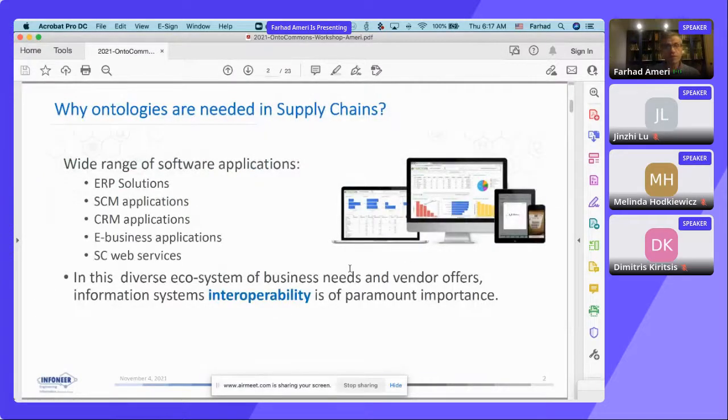First of all, why do we need ontologies for supply chains? There are a wide range of software applications being used in supply chains, including ERP solutions, CRM, CSM, e-business applications, semantic web services. So these software pieces need to interact and communicate. And obviously, interoperability in this heterogeneous environment is a big factor, and that's where ontologies come in.